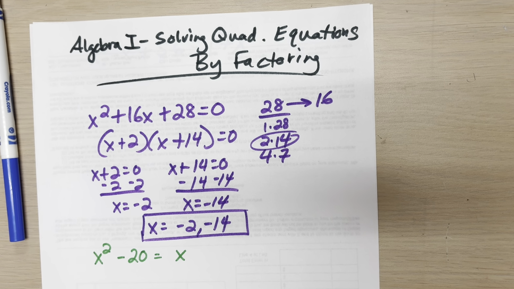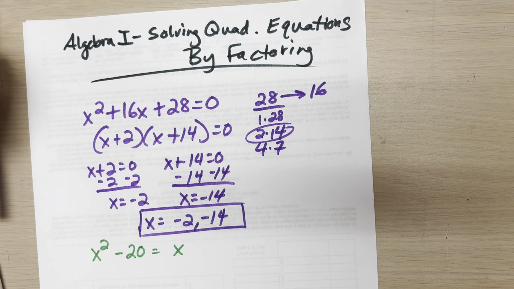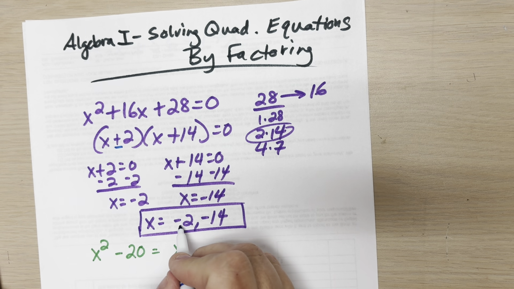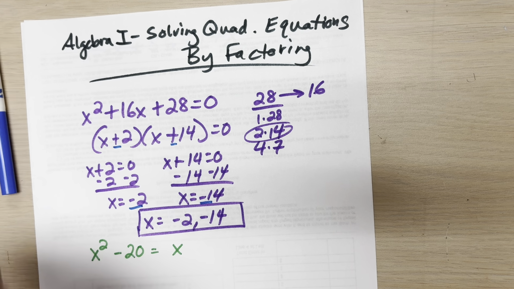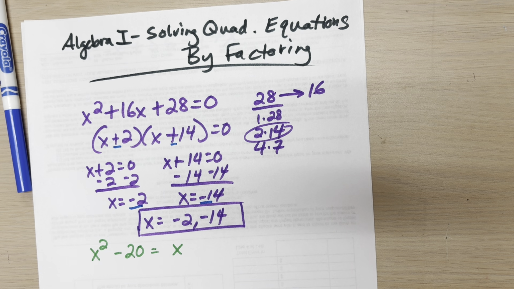Now you may have noticed a shortcut here would be to just kind of change that sign, right? See how it turns negative? So that can save you some time, especially if you're working on a test or something where time is of the essence.